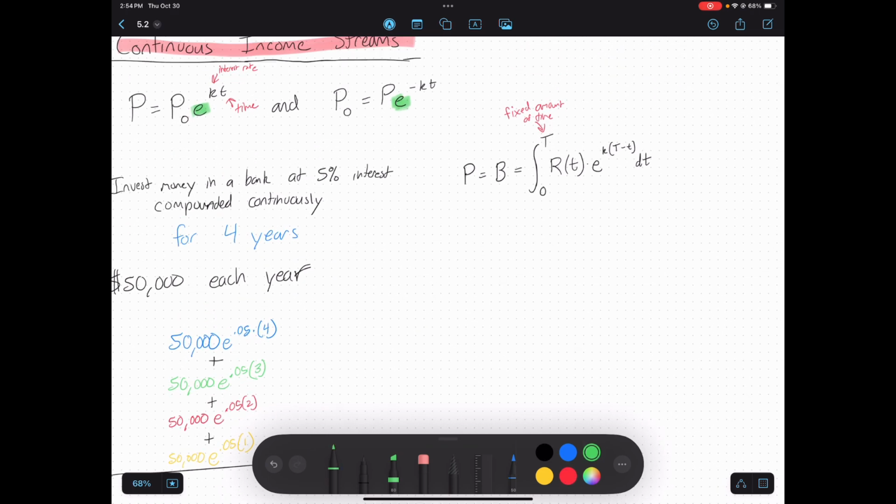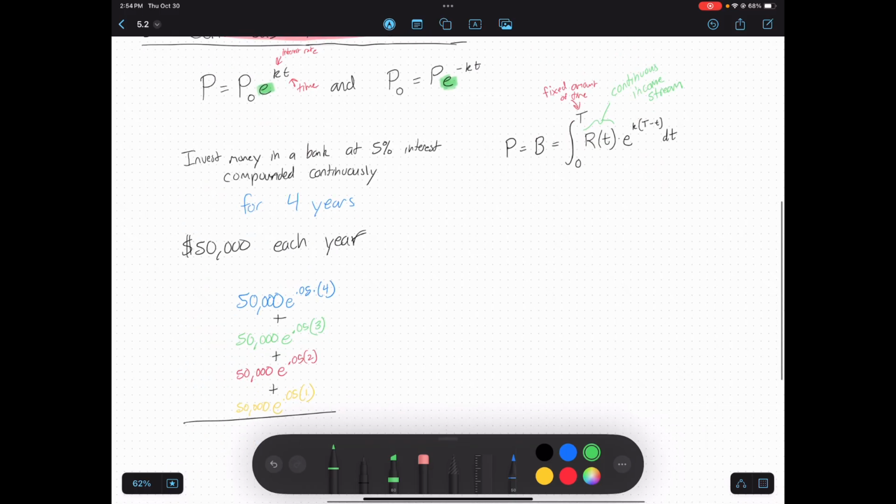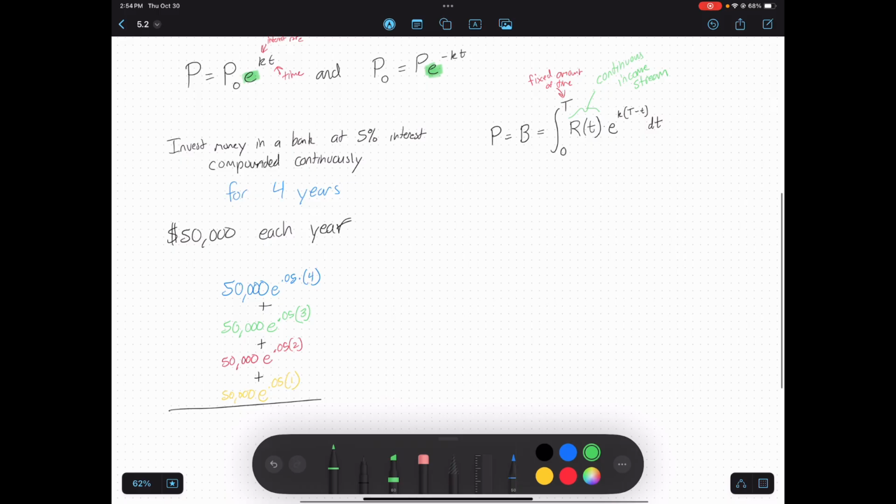This r of t right here represents the continuous income stream. In our simple example over here, what's my continuous income stream? It's $50,000 because I'm adding $50,000 each year. But you'll notice that I wrote this as a function, meaning that this can depend on time. You might not always be adding 50,000 each year. Maybe you add 50,000 the first year, but then the next year you add 60,000. And the year after that, you add 70,000. So this could be a function.